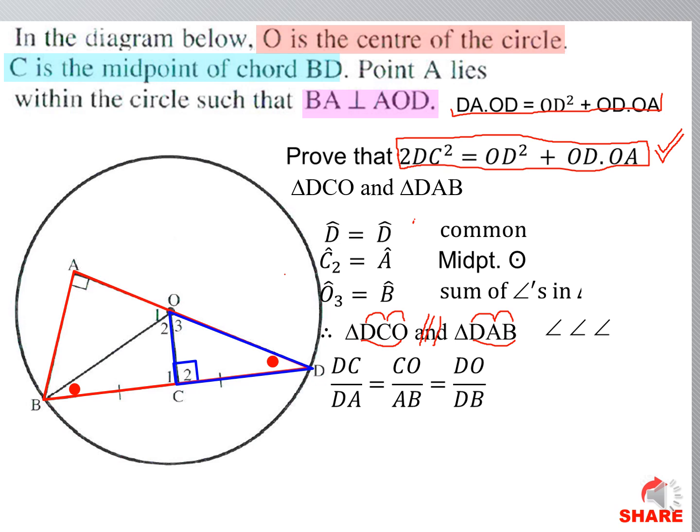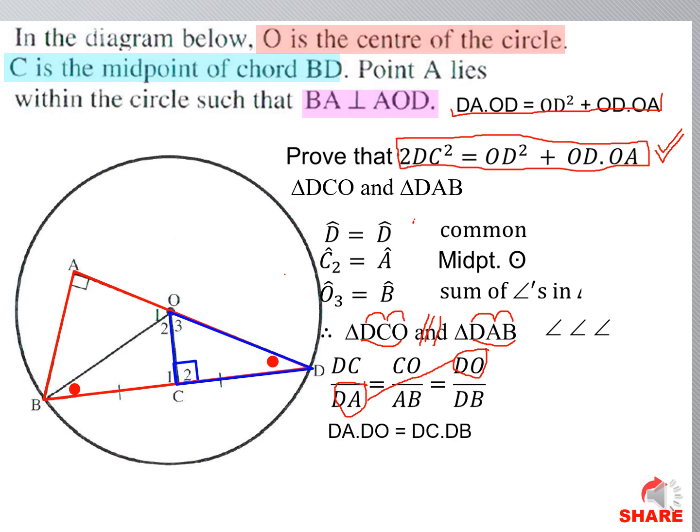Then you have a look at the expression we want to prove and the one that we are already given here. We notice that in this case, we may have to use DA times DO. And to multiply DA times DO, DA is in the first fraction and the DO is in the third fraction. So we're going to multiply the first fraction and the third fraction. DA times DO is equal to DC times DB. That is pretty much our answer.